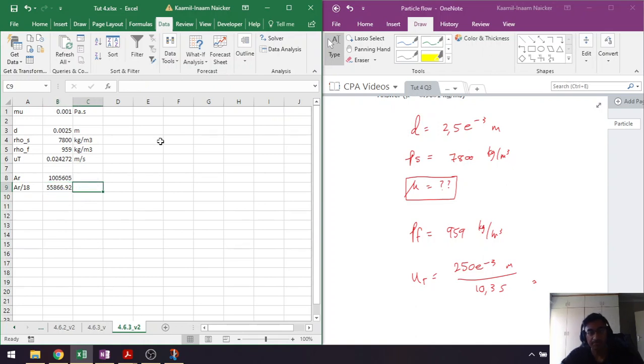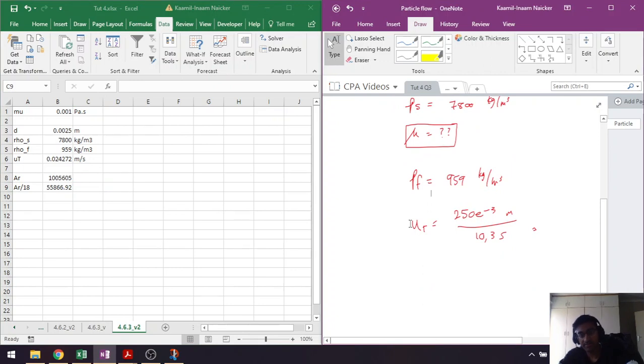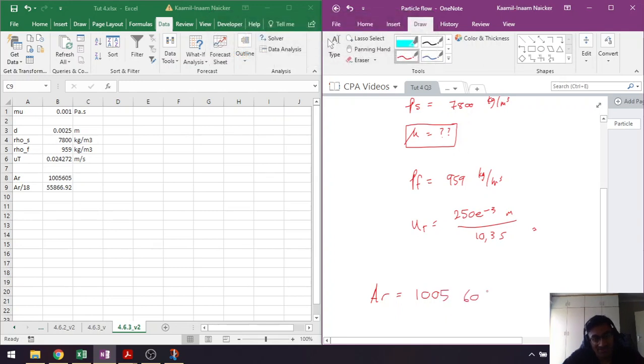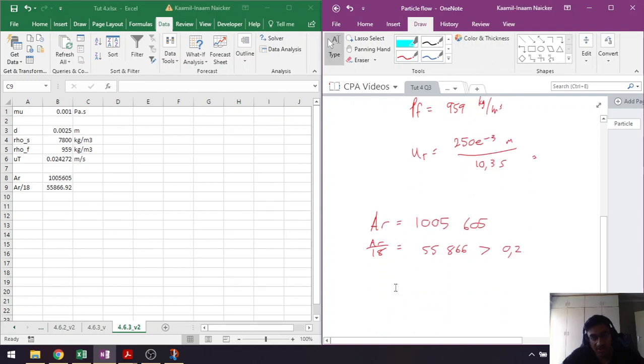So what you can say here is that Archimedes number is equal to 1,005,605. So that's my Archimedes number. So Archimedes number divided by 18 is equal to 55,866, which is definitely bigger than 0.2. So that implies that we are not in laminar flow regime.